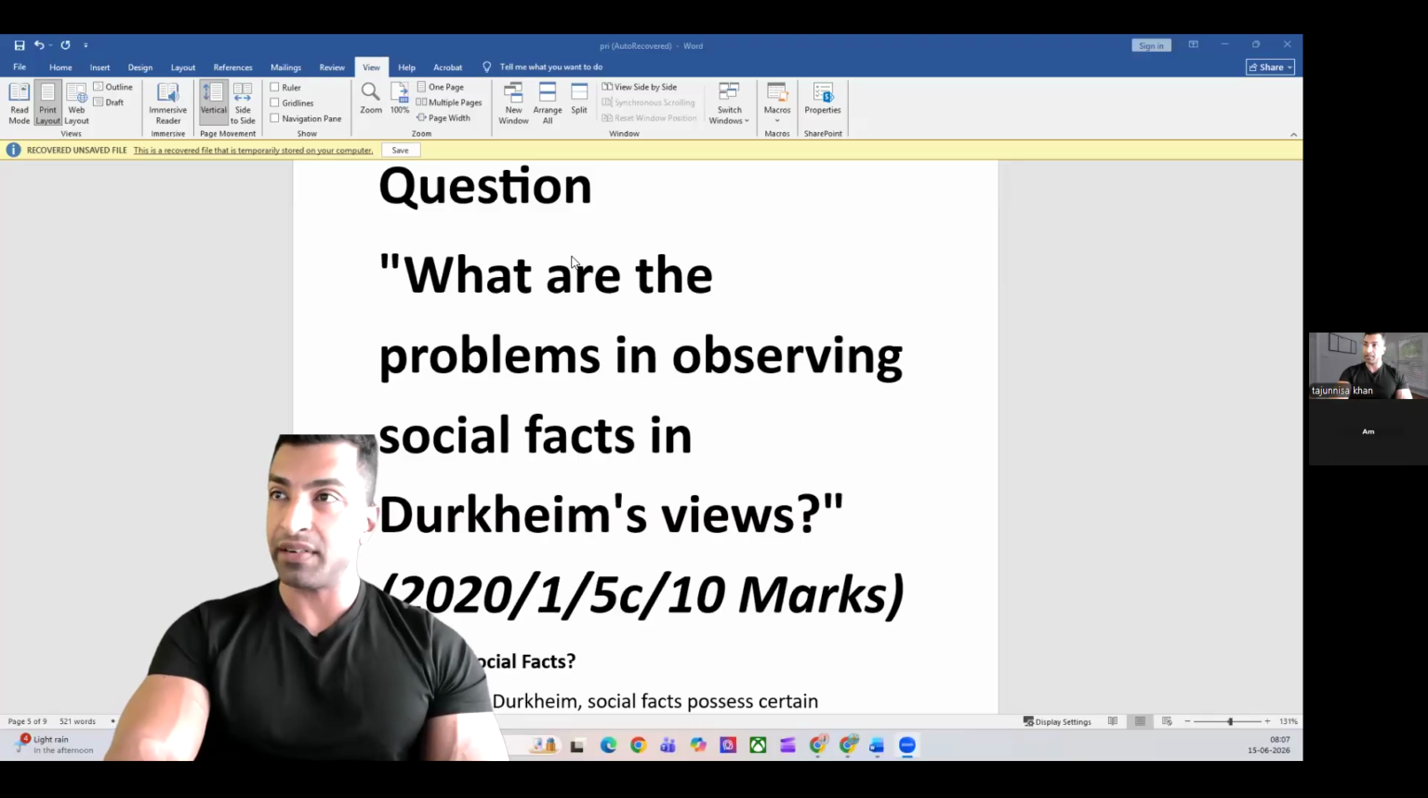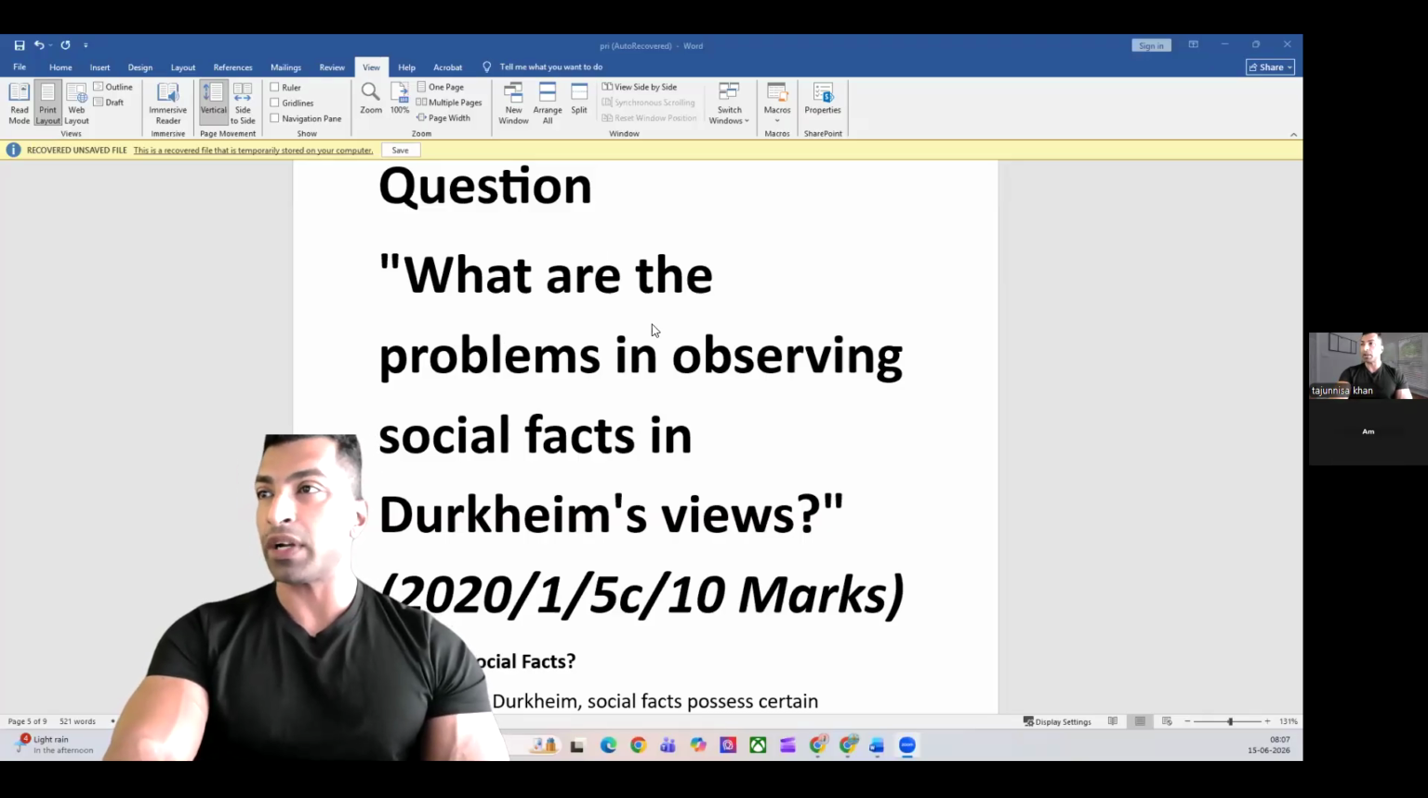Hello guys, we'll continue our discussion on sociology previous year questions, and here I'll be taking up a topic which is social facts. Let's look at the question and then I'll be discussing the way in which you'll be answering the question, not the answer as such completely. So here is your question.